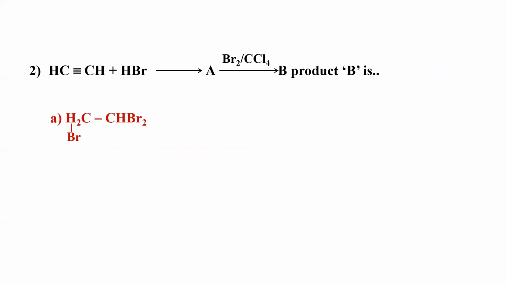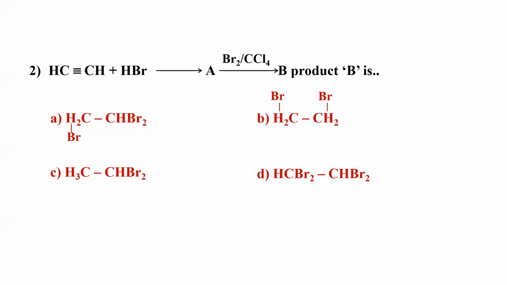Alkyne plus HBr gives A. This, in the presence of Br2 and CCl4, gives B. What is the product? So here there are two reactions. The first step is hydrobromination, addition of HBr. The second step is halogenation, addition of Br2.